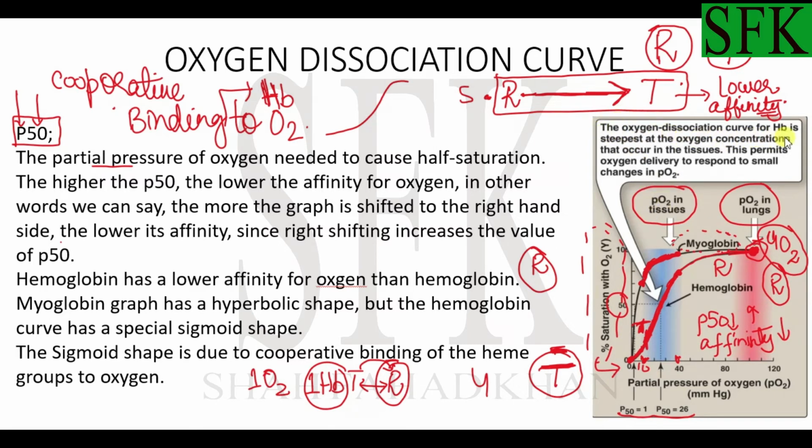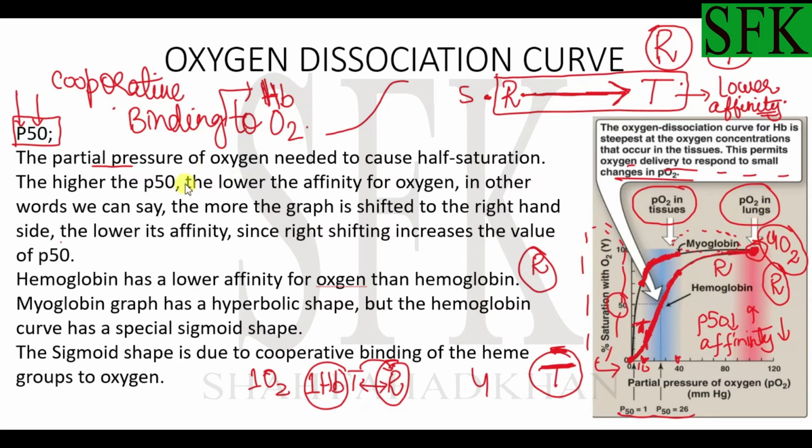The oxygen dissociation curve for hemoglobin is the steepest at the oxygen concentrations that occur in the tissues. This blue part, they are talking about the blue part. It's steepest in this region, so that the hemoglobin can quickly release its oxygen to the tissues, and this permits oxygen delivery with small changes of partial pressure of oxygen. A small decrease in partial pressure of oxygen will allow the hemoglobin to release its oxygen quickly, and a small increase in partial pressure of oxygen will allow the hemoglobin to accept the oxygen quickly. The reverse is true in the lungs, and in the lungs it attains 100%.